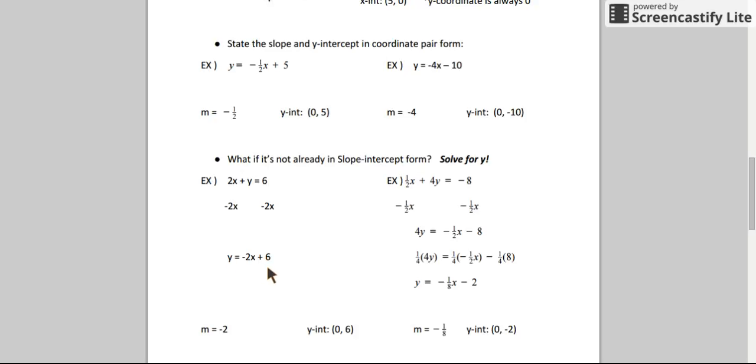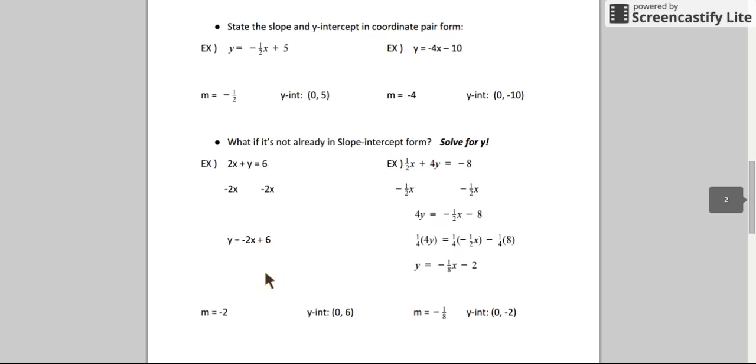And so that's going to represent our b value, or our y-intercept. So now that it's in slope-intercept form, we can state the slope, it's negative 2, and the y-intercept is (0, 6). Let's try one a little bit more complicated.